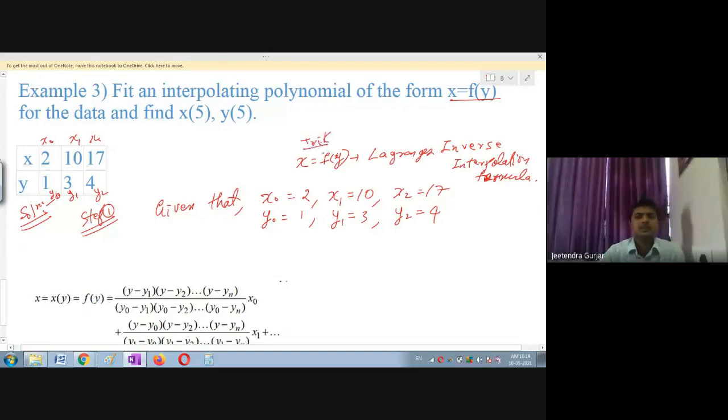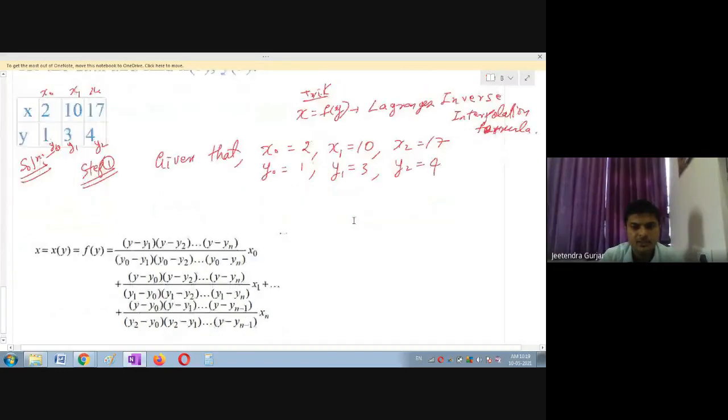This is one of the tricks to understand. This is Lagrange's inverse interpolation formula that you have to use in this example. Again, I am telling you, they have not given any clue, they have not told you Lagrange's formula or Lagrange's interpolation formula. Now please substitute these values. So this is quite easy.